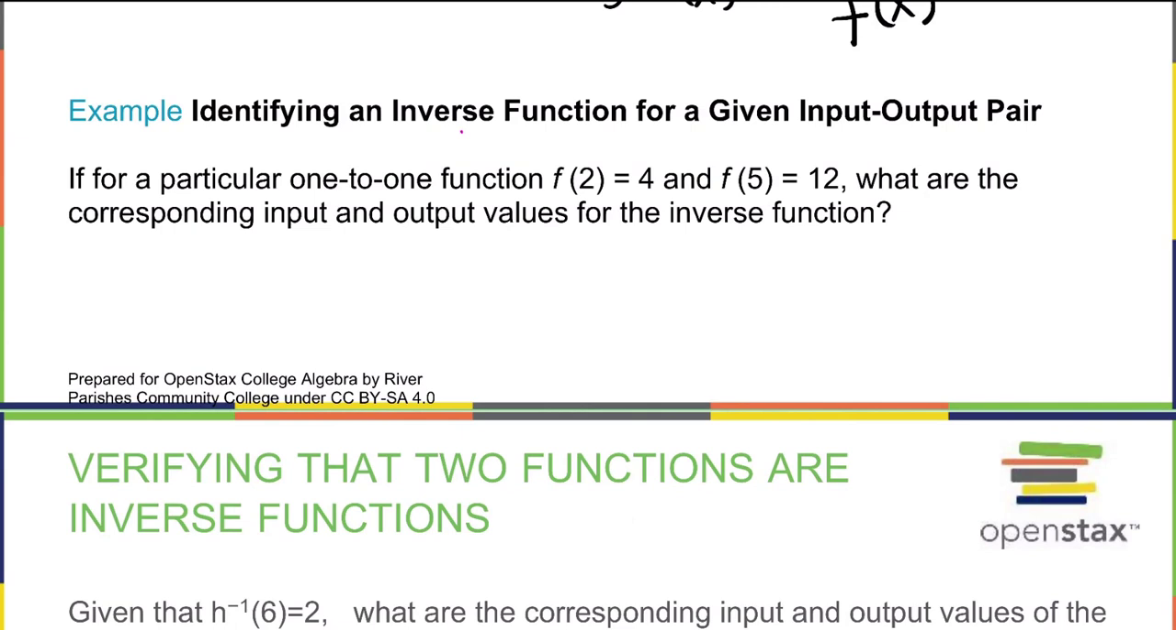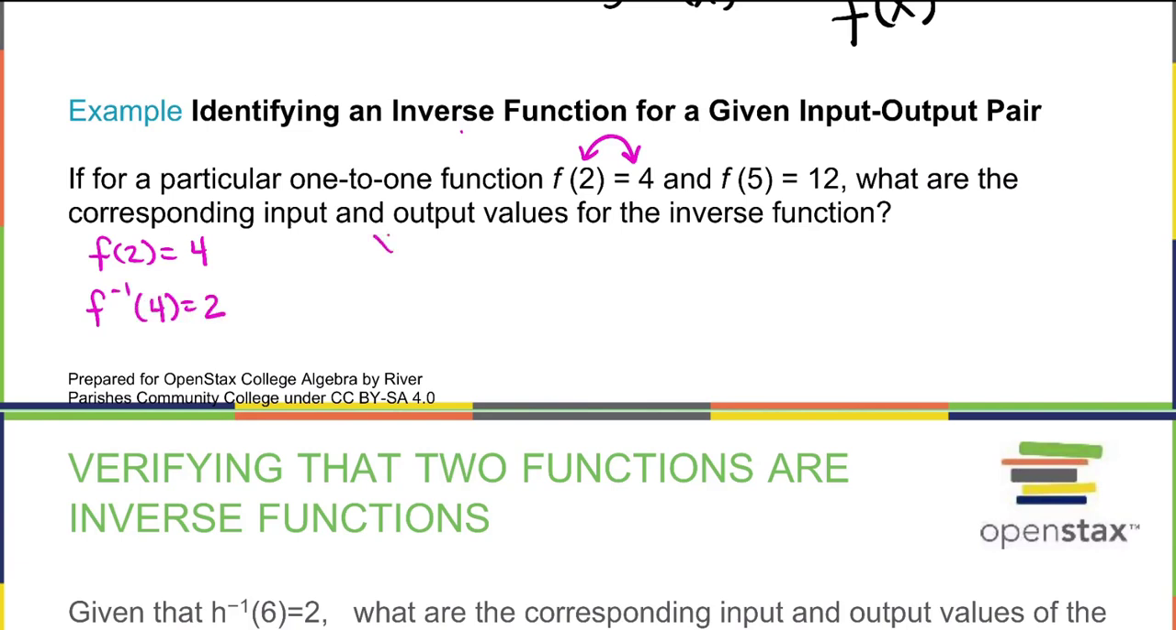Now, the cool thing about inverses is that they're inverses. So basically, the x's of one function are the y's of the other, and the y's of the function are the x's of the other. So if they say for a particular one-to-one function f, f at 2 equals 4 and f at 5 equals 12, what are the corresponding input and output values for the inverse function? So all you're doing is switching the x with the y. If the function of 2 equals 4, then the inverse function of 4 equals 2.